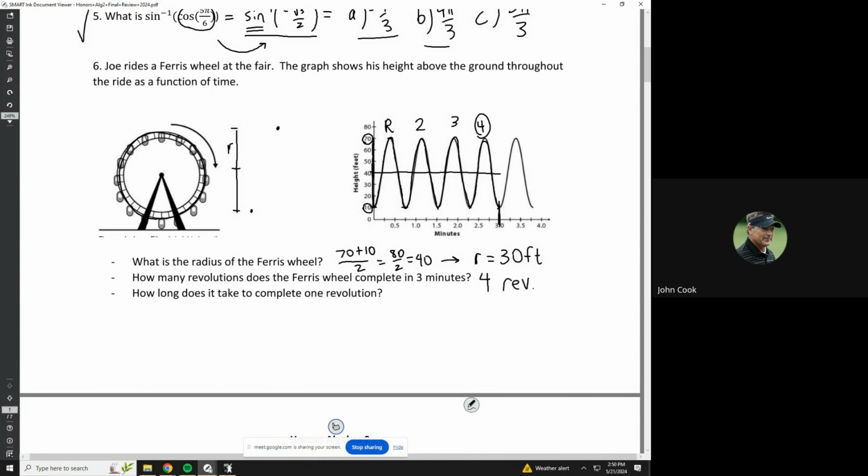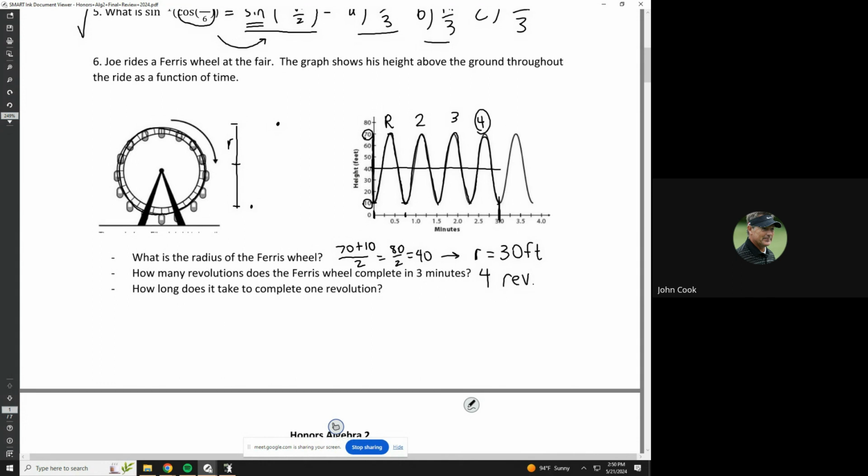Okay, how long does it take to complete one revolution? So that's going from low to high to low. It looks like if we start at 0, it ends up at 0.75. So 0.75 minutes. And if 1 minute is 60 seconds, then that means that if we do 3/4 of 60, that would be 45 seconds. So either one of those answers could be on there as a multiple choice response.